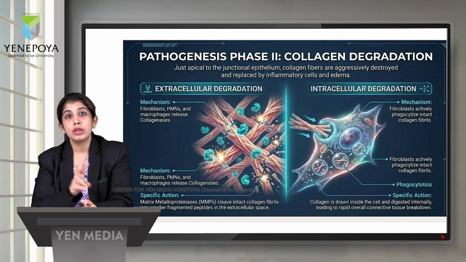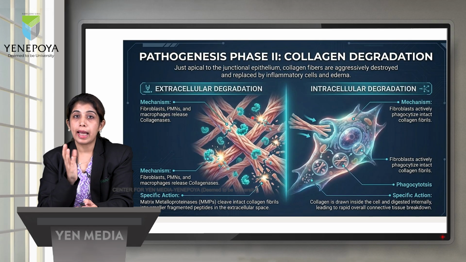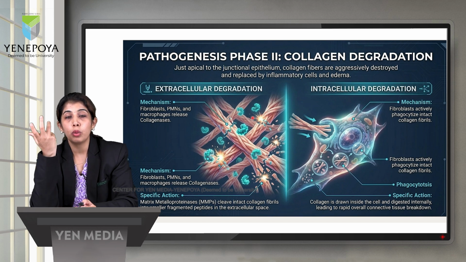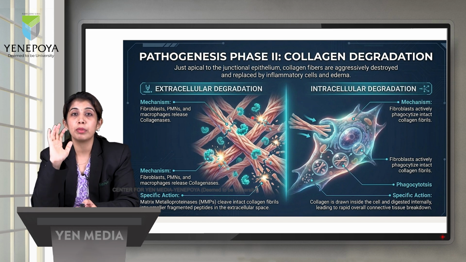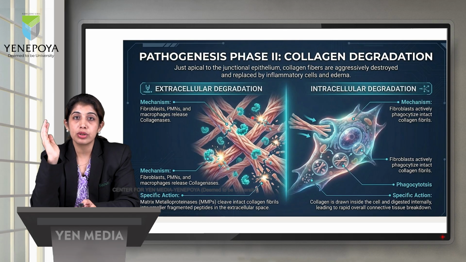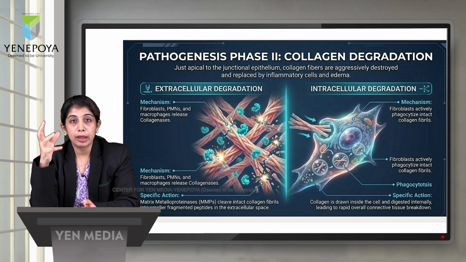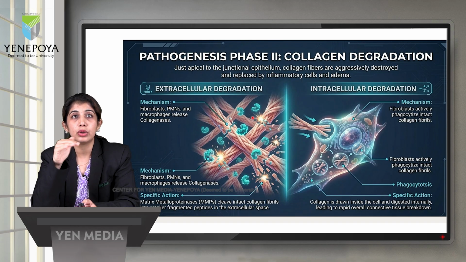Now there are two ways in which this can act. One, it acts on the epithelium. Second, it acts on the connective tissue. We all know what the connective tissue is made up of. It is made up of collagen. So if connective tissue destruction has to happen, it has to happen by destroying the collagen. There are two ways by which collagen fibers can be destroyed just apical to the junctional epithelium, and these are then replaced by inflammatory cells and edematous fluid.